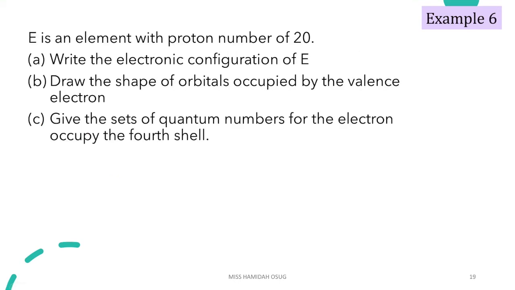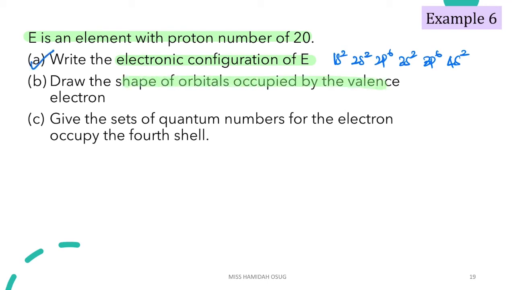For example 6, you are given that E is an element with proton number 20. You were asked to write the electronic configuration of E. So the electronic configuration of E is 1s2, 2s2, 2p6, 3s2, 3p6, 4s2.